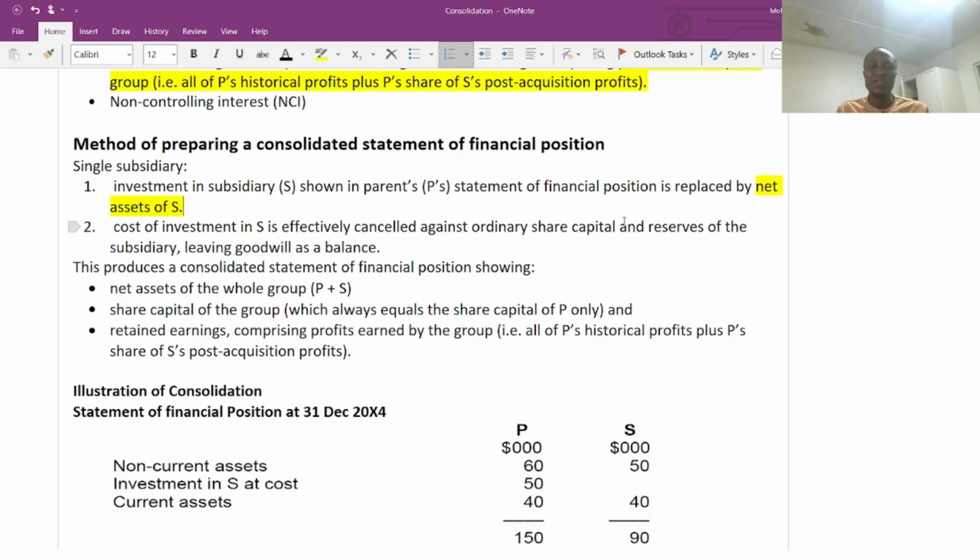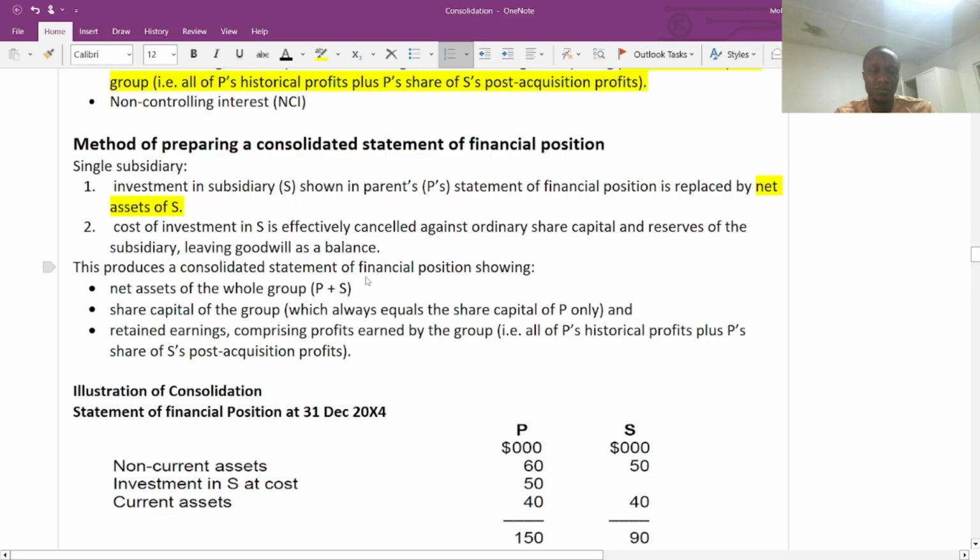Then if the investment cost is more than the net assets of the subsidiary, it means we have paid an excess amount for the acquisition of the subsidiary, which is the goodwill we are talking about. So instead of showing the cost of investment, we are going to look at the components of goodwill, which is what we are going to show in the consolidated financial statement.